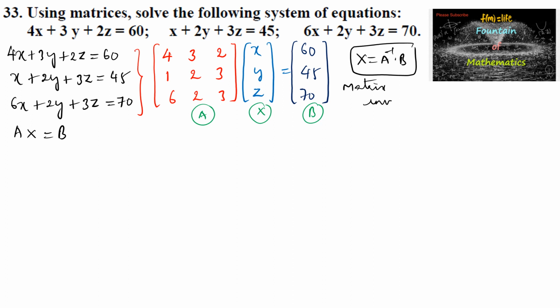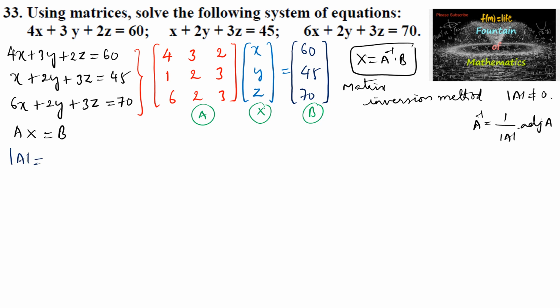Matrix inversion method, and this method is applicable only when A inverse exists, that is delta is not equal to 0. Because we know that A inverse is equal to 1 by delta into adjoint of matrix A. So let us find the determinant of the matrix.